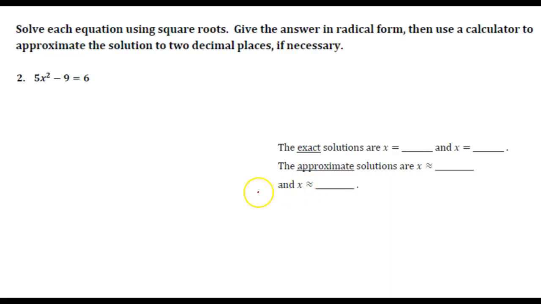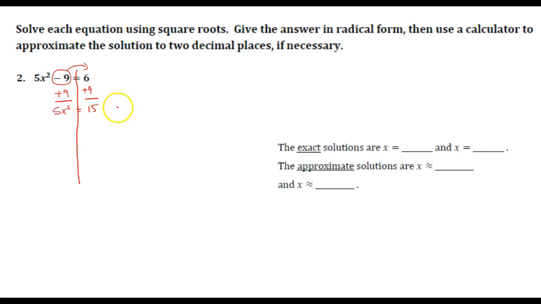Moving right along. Here it says solve each equation using square roots. If it has to be in radical form, give the answer in radical form, then use the calculator to approximate the solution to 2 decimal places. Okay, so again I'm going to draw my line straight down. What is the opposite of a negative 9? A positive 9. Awesome. So that would be 15.